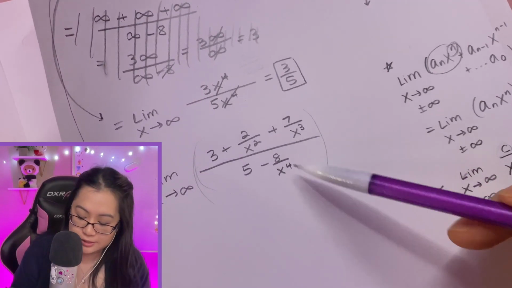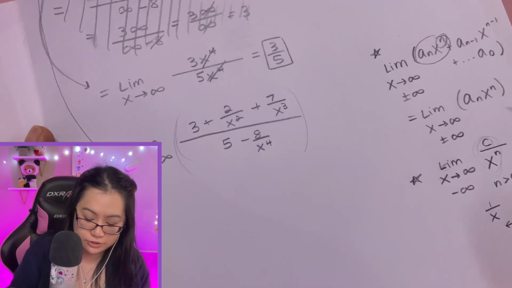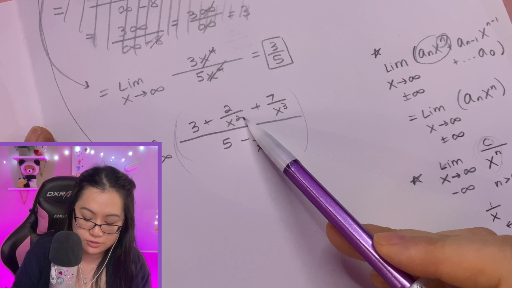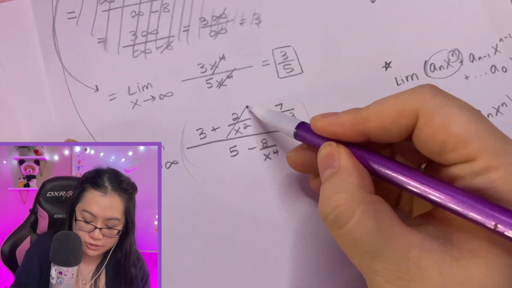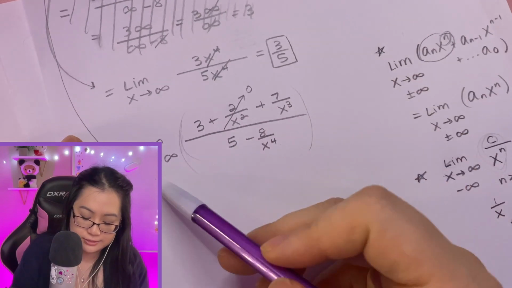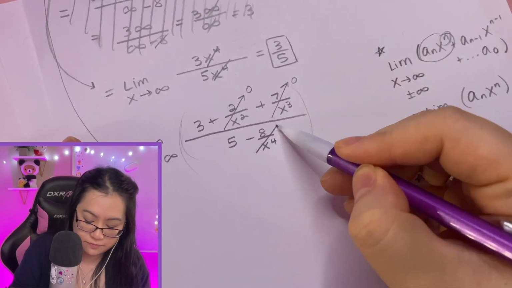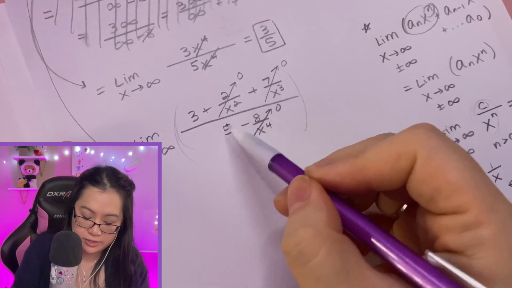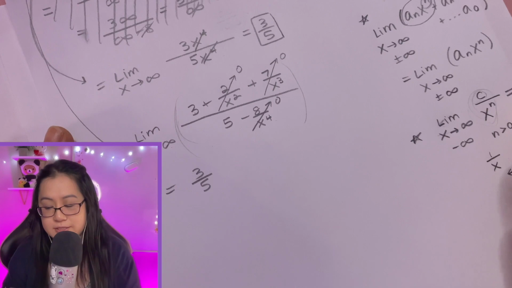But all we're really looking at here is the fact that these are a bunch of fractions with x to the stuff on the denominator now. So those can actually go to 0. As x approaches infinity, these all go toward 0. So I'm left with 3/5. And that's the general idea here.